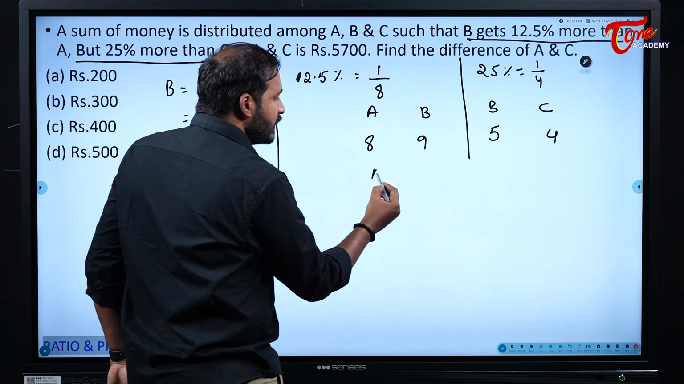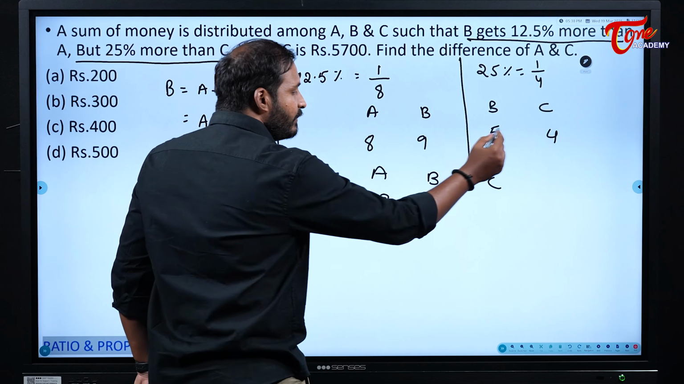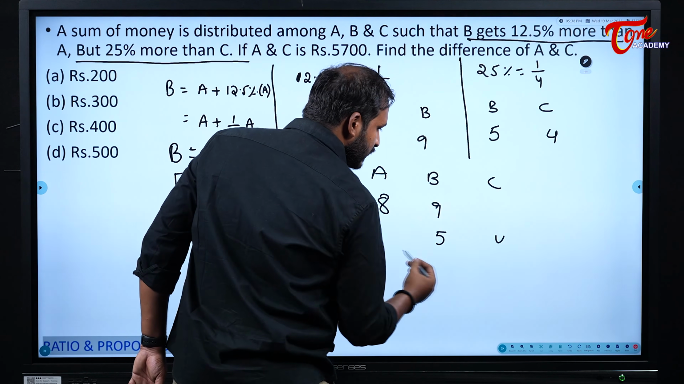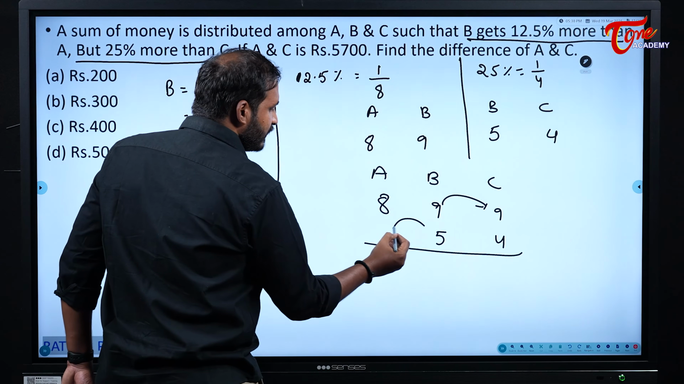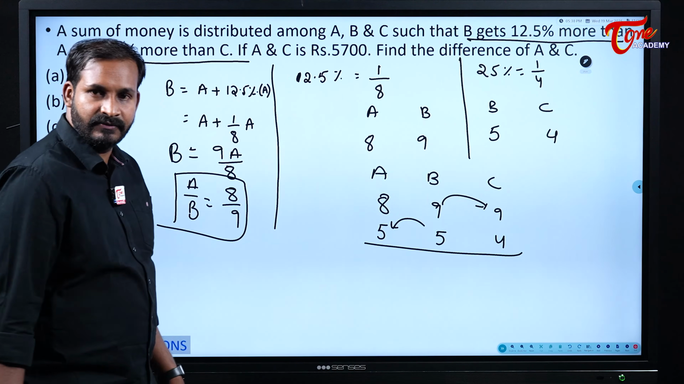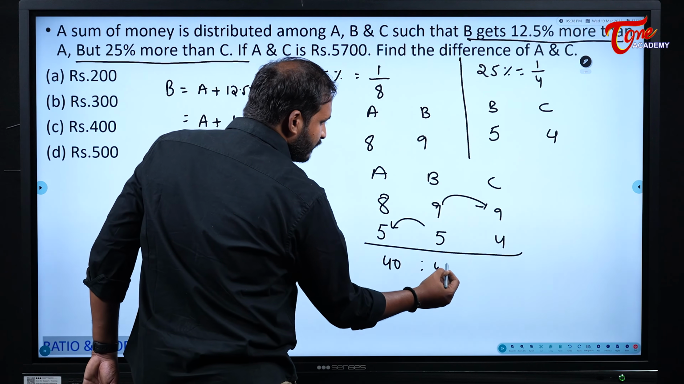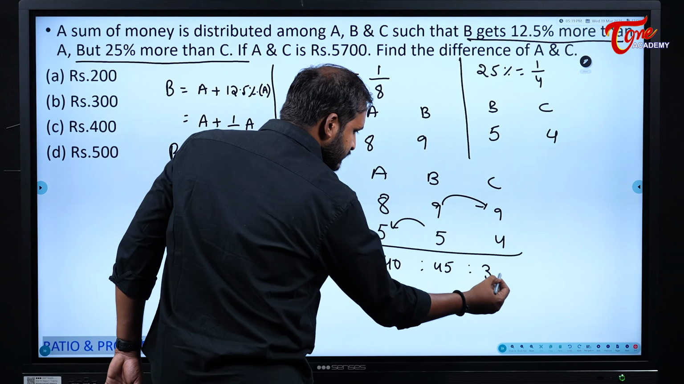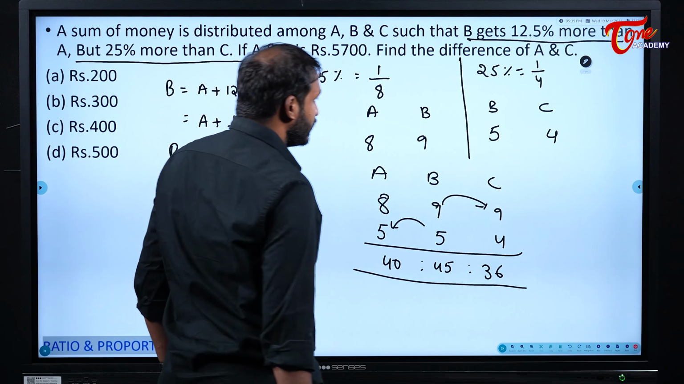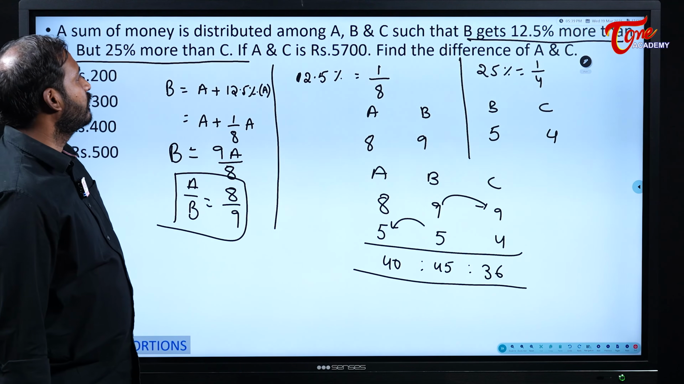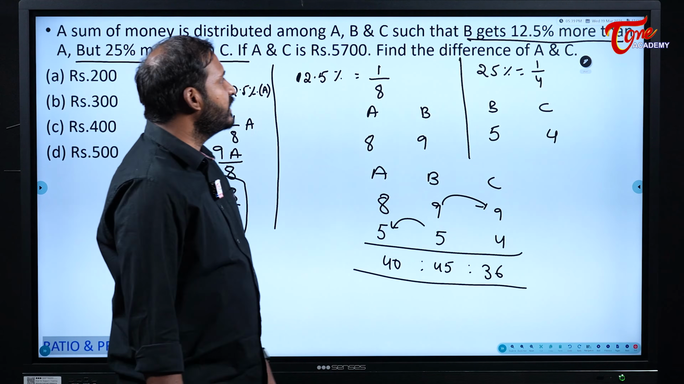Similarly, the same thing as we have done here. Now please observe here, A, B and C. A is to B is what? 8:9. Okay, good. B is to C is what? 5:4. That is also fine. Now please observe, I will write 9 here and I will write 5 here. Joining of ratios, in our first video we discussed about this. So 8 5s are 40, 9 5s are 45, 9 4s are 36. So they should be divided in what ratio? 40:45:36.